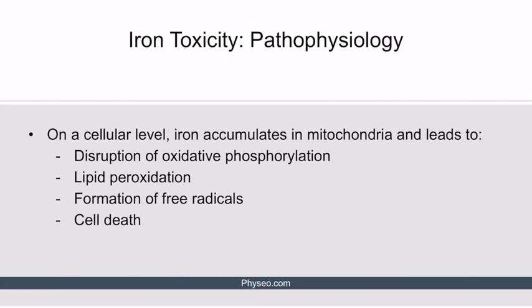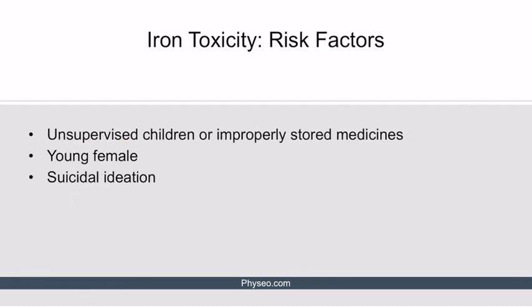Ingested iron can spread systemically, and on a cellular level, it accumulates in mitochondria and leads to disruption of oxidative phosphorylation, lipid peroxidation, formation of free radicals, and eventually cell death. The risk factors for iron ingestion include unsupervised children or improperly stored medicines where children can easily access and open the containers. Young females are more at risk for ingestion of toxic amounts of iron because they're often prescribed oral iron either as part of prenatal care or as a treatment for iron deficiency anemia. Lastly, patients with suicidal ideation are at risk for ingestion as well, as iron is a supplement that can be purchased over the counter, so it's easy to obtain and overdose on.